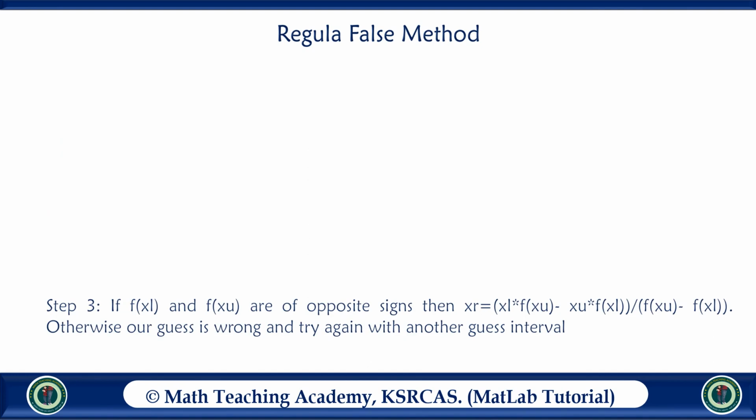Now if f of xl and f of xu are of opposite sign, then compute xr as xl star f of xu minus xu star f of xl whole divided by f of xu minus f of xl. This is the formula to find the approximate root by the Regula-Falsi method. Otherwise, our guess is wrong, and try again with another guess interval. This is achieved by the command if f of xl star f of xu less than 0, then xr is equal to xl star f of xu minus xu star f of xl whole divided by f of xu minus f of xl.